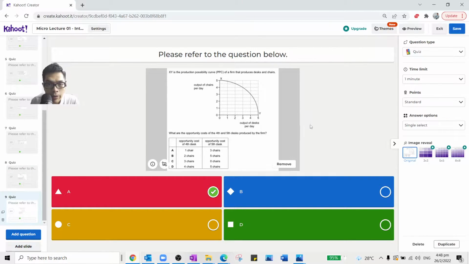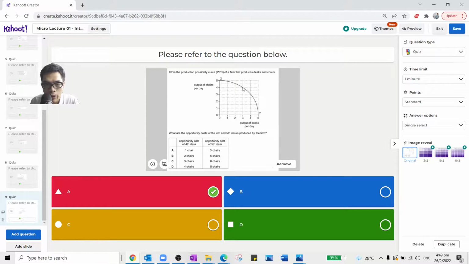This is the hardest question. I want you all to focus. The opportunity cost of producing one additional desk. If we want to produce one additional desk, let's move here. Right now, at this point, can you all see my cursor? We are producing 3 desks and 4 chairs. Can you all see that in my cursor? Yes? 3 desks and 4 chairs.